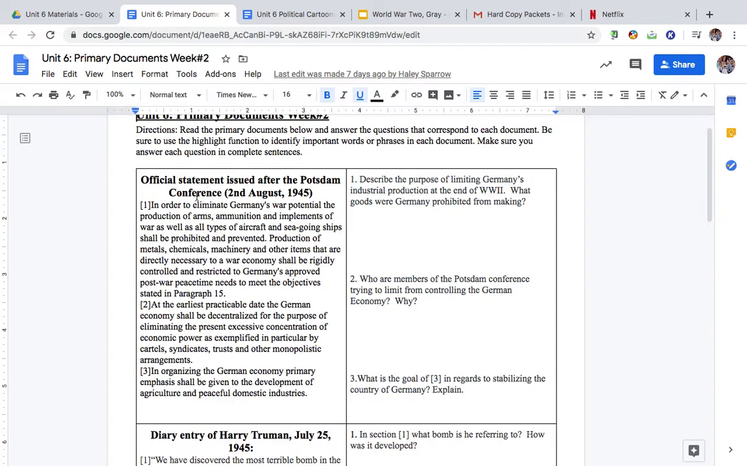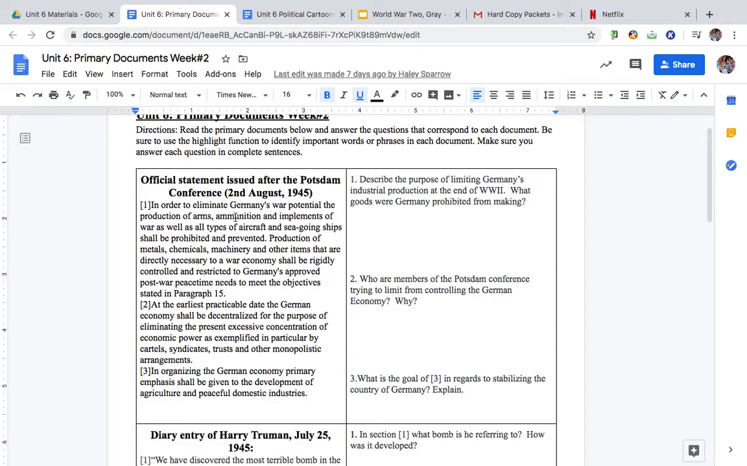Okay, so the first one is the official statement issued after the Potsdam Conference on the 2nd of August, 1945. In order to eliminate Germany's war potential, the production of arms, ammunition, and implements of war, as well as all types of aircraft and seagoing ships, shall be prohibited and prevented. Production of metals, chemicals, machinery, and other items that are directly necessary to a war economy shall be rigidly controlled and restricted to Germany's approved post war peacetime needs to meet the objectives stated in paragraph 15.